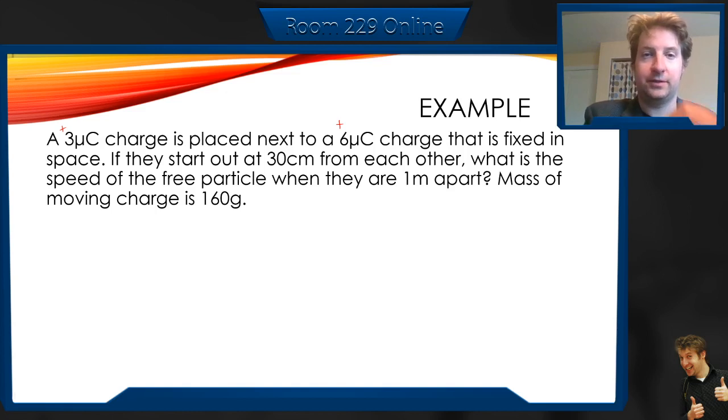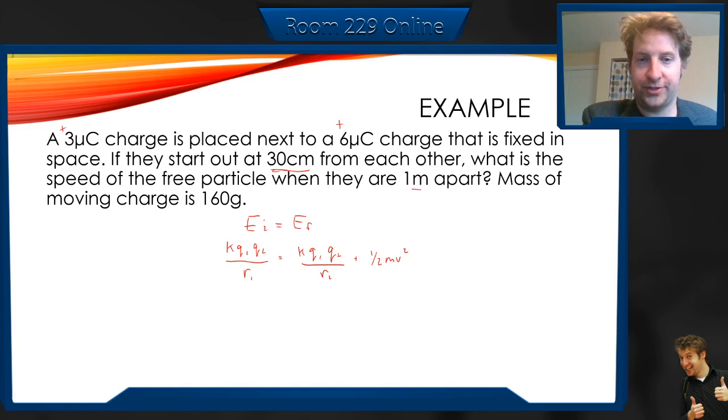So how do I solve this? I know that my initial energy is going to equal my final energy, right? Just like we did in the last slide. So my initial energy is just going to be potential. So that's going to be k Q1 Q2 all over r1. That's my initial, this 30 centimeters, that's r1. And that's going to be equal to k Q1 Q2 over my new position, 1 meter, plus the kinetic energy, half mv squared for my charges.